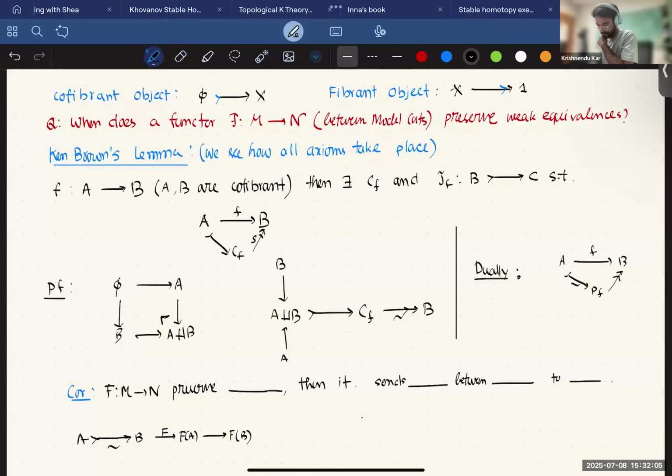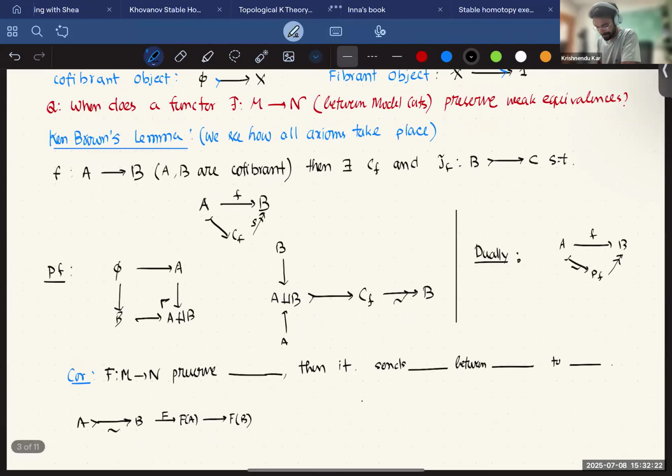Cool. Now, this is the question: when does a functor between two model categories preserve weak equivalences? This is the question we are going to answer. And for that, we need to introduce something called Ken Brown's lemma. It's a very cute lemma, meaning that you'll see all the features of your model categories taking part in this proof. So let's look at it.